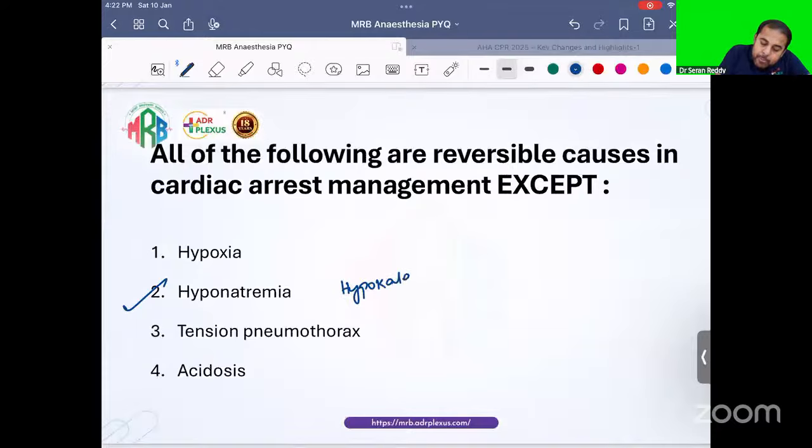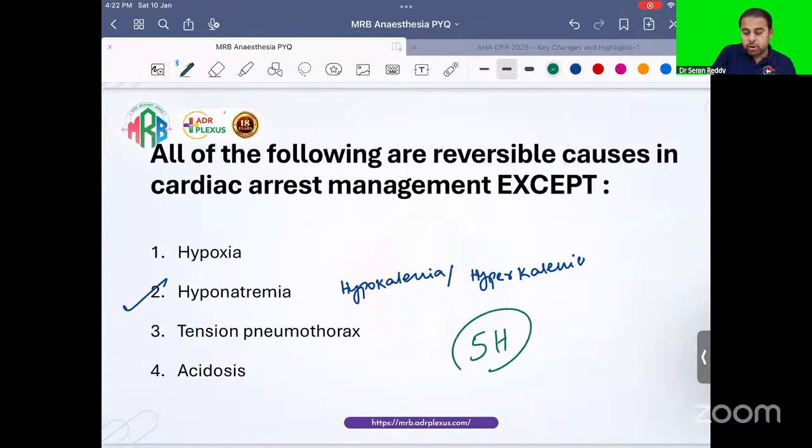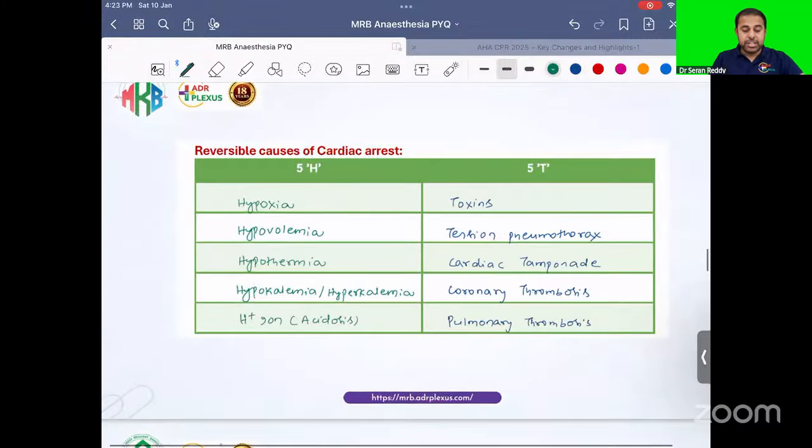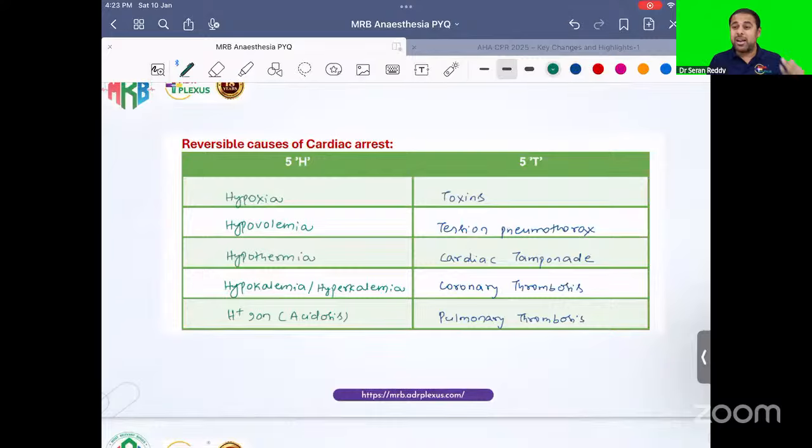Hypokalemia or hyperkalemia are correct answers. So whenever you see the reversible cause of cardiac arrest, 5H and 5T should be there. You have to remember and do that. One of the potential questions, not only for MBBS, but also for the NEET-PG and INI-CET examinations. So what are 5H and 5T? 5H: hypoxia, hypovolemia, hypothermia, hypokalemia or hyperkalemia, H+ ion, that is acidosis. Then what are 5T? Toxins, tension pneumothorax, cardiac tamponade, coronary thrombosis and pulmonary thrombosis.